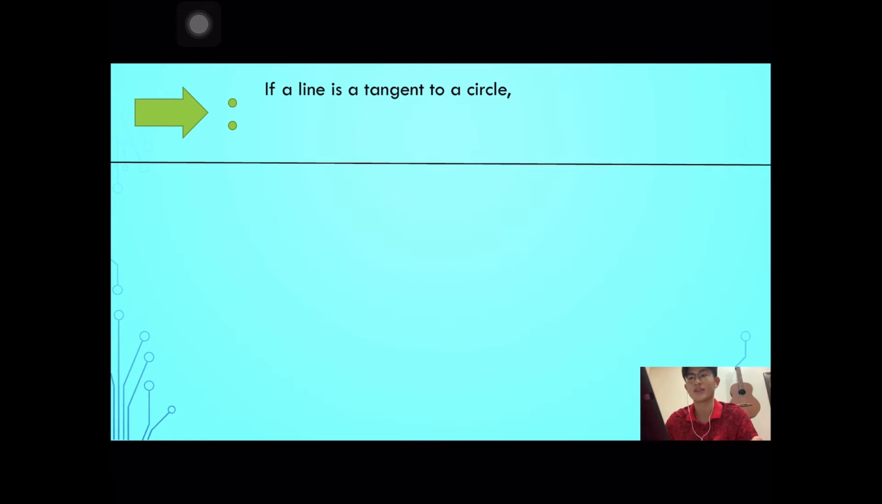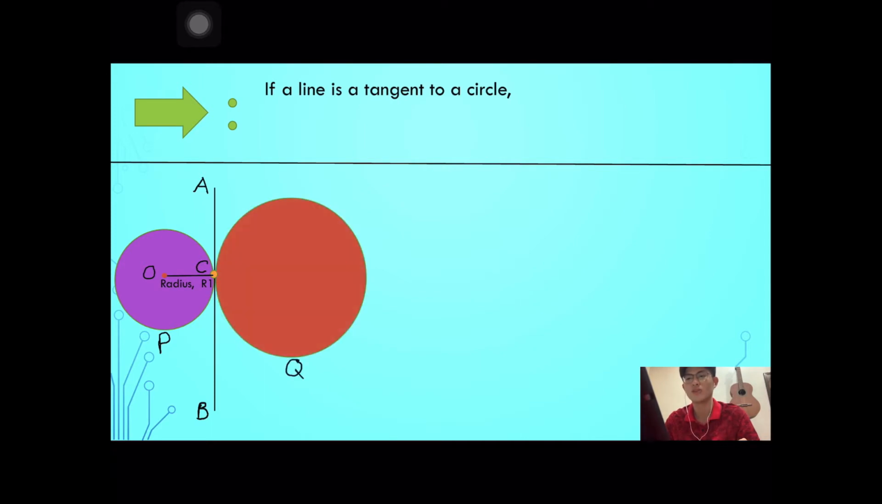If a line is a tangent to a circle, we then form circle P with radius O and we draw another line AB that intercepts the circle at point C, and then we connect the radius of this circle to the tangent and label it R1. We then do the same thing to the other circle Q with origin Z. We connect the radius of this circle to the tangent line AB and label this radius R2. Please note that this tangent line AB will be the common tangent for circle P and circle Q.